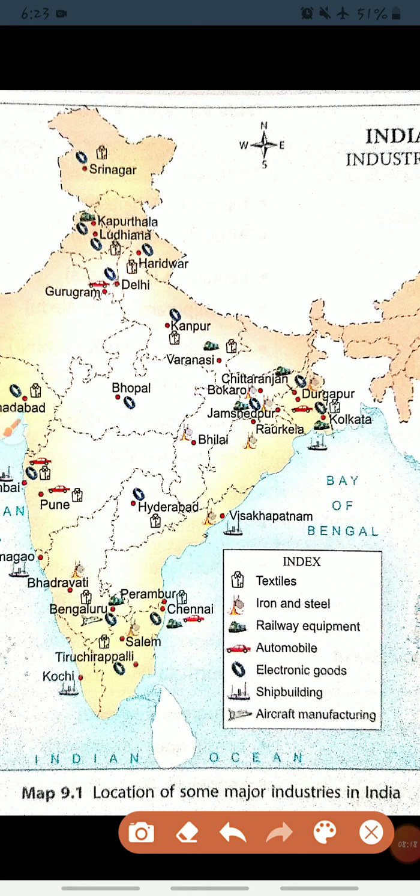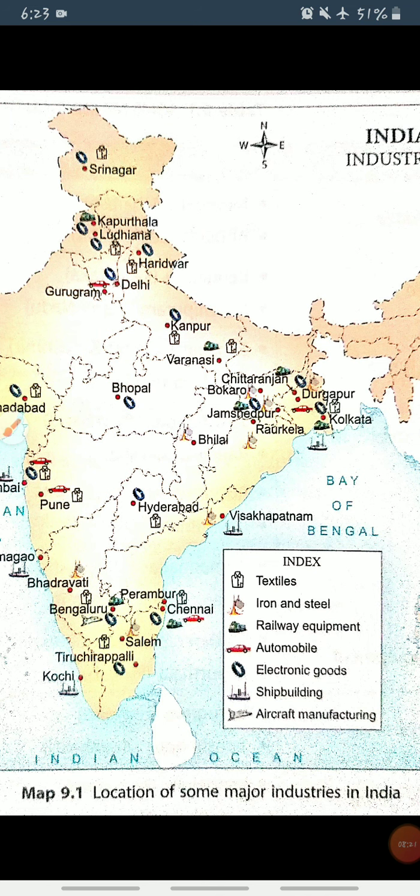Apart from this, we also find some important industries like cement industry, fertilizer industry, paper industry, and machinery and chemical industries also. So children, this chapter is completed now.